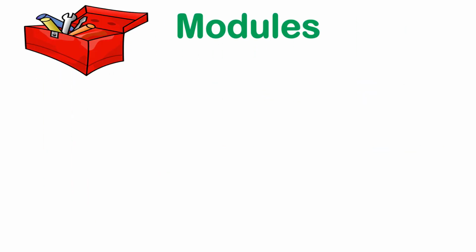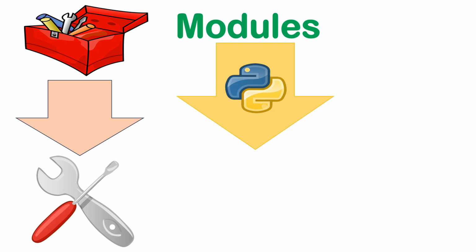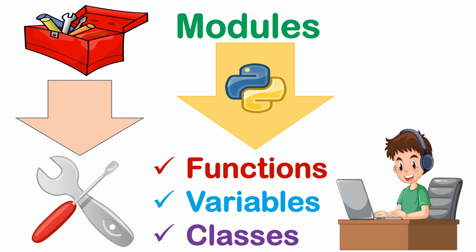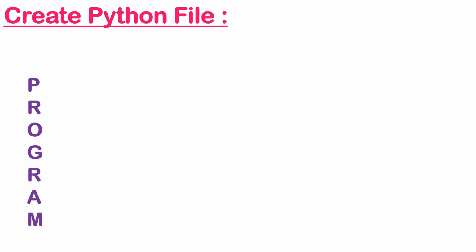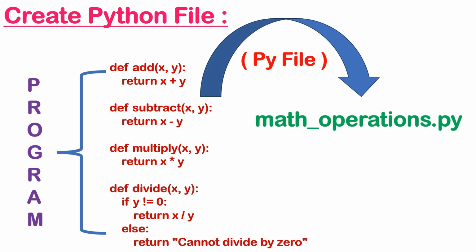A module in Python is like a toolbox that contains a set of tools, which are functions, variables and classes that you can use in your programs. Just as you might use different tools from a toolbox to build or fix something, you can import modules in Python to access their functions and features to accomplish various tasks in your code. Modules help keep your code organized and make it easier to reuse the code.